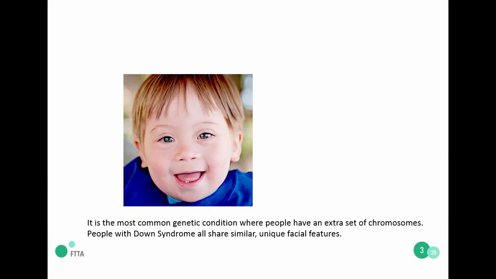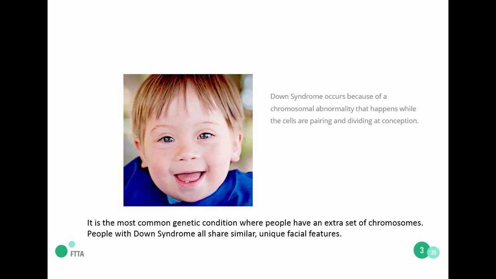Okay, so it is the most common genetic condition whereby people have an extra set of chromosomes. People with Down syndrome all share similar, unique facial features. And you can see a picture of a boy there. And maybe that'll jog your memory a little bit. You will have seen people like that out and about while you were doing the shopping or down at the beach and those types of places.